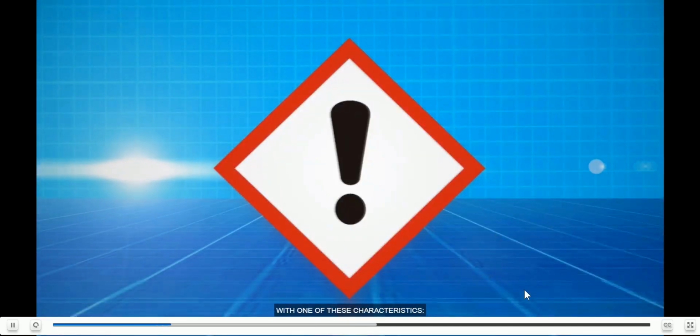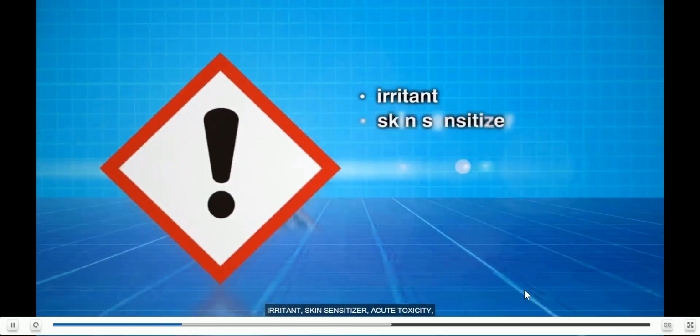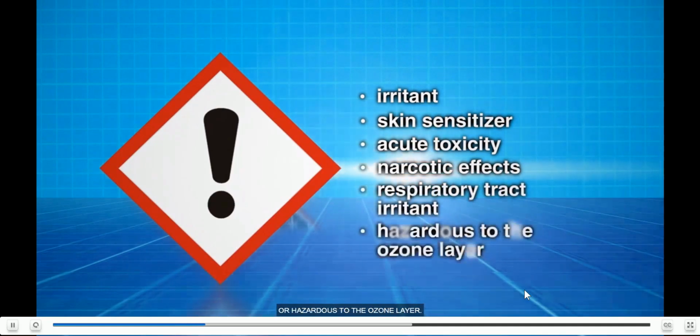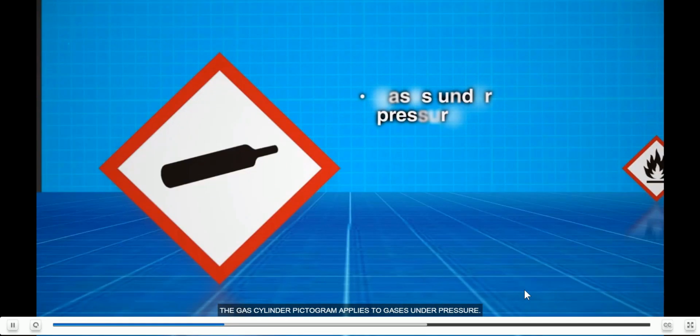The exclamation mark pictogram applies to chemicals with one of these characteristics: irritant, skin sensitizer, acute toxicity, narcotic effects, respiratory tract irritant, or hazardous to the ozone layer. The gas cylinder pictogram applies to gases under pressure.